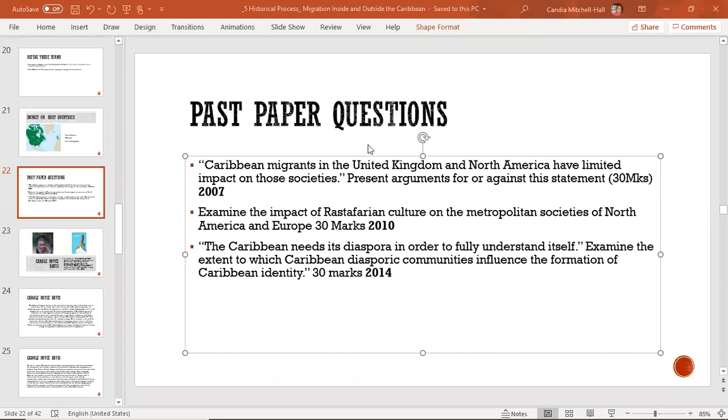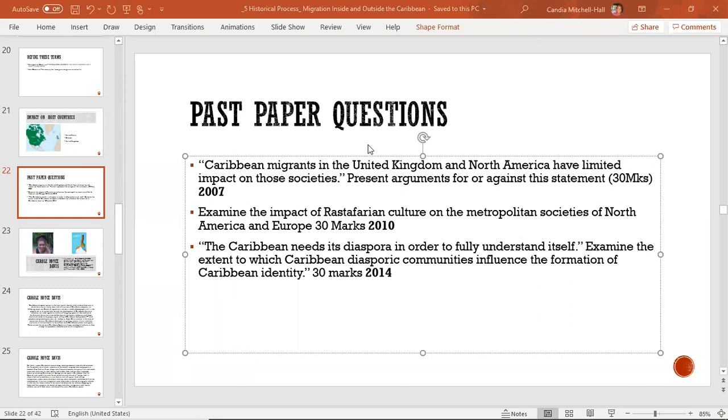Next question. Miller, you want to read this for me, please? The Caribbean needs its diaspora in order to fully understand itself. Examine the extent to which Caribbean diasporic communities influence the formation of Caribbean identity.